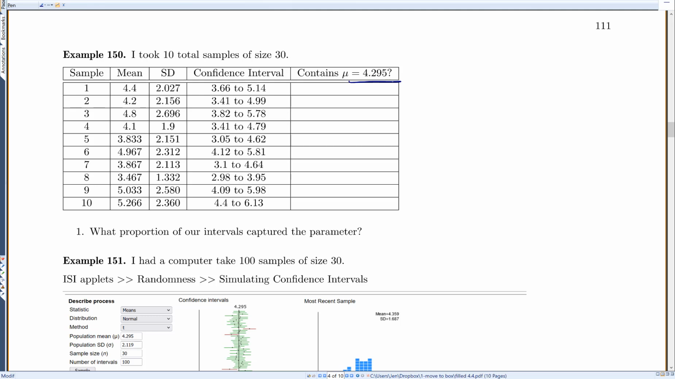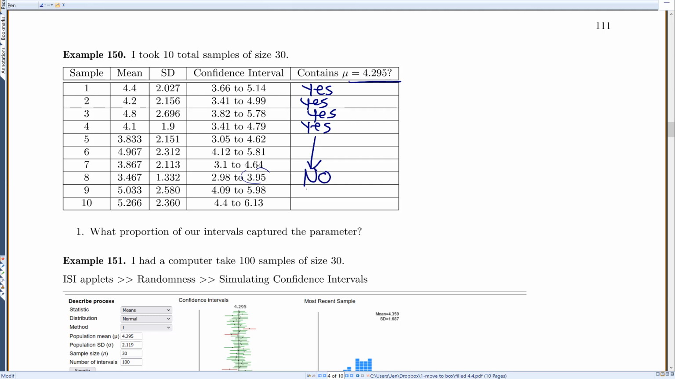So as I go through, 4.2, yeah, that's between 3.66 and 5.14, so that'd be yes. 4.2, yes. Yes, yes. So I go through, I think all of these contain 4.2, yes, yes, yes. Oh, not this one though. So those are all yeses. When I get here though, 4.2, that's above 3.95. So this one does not contain my population parameter.